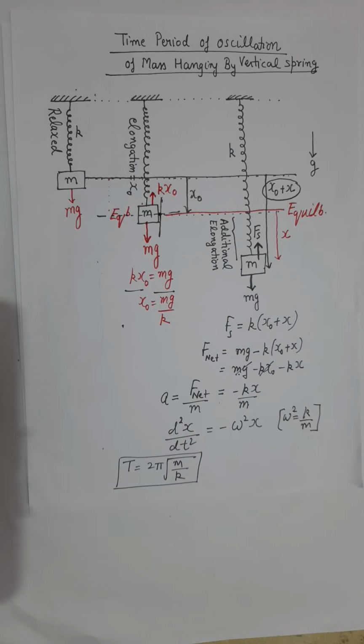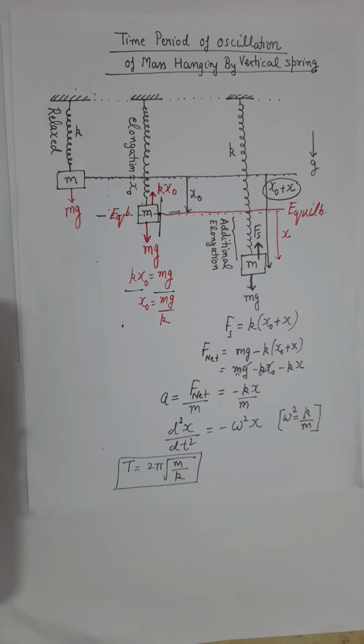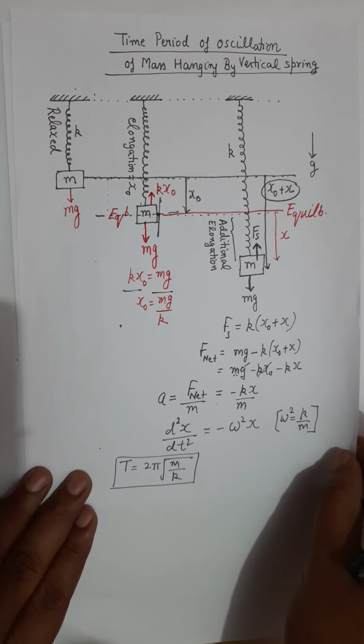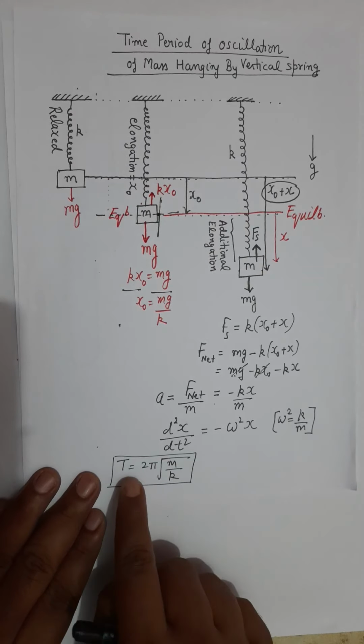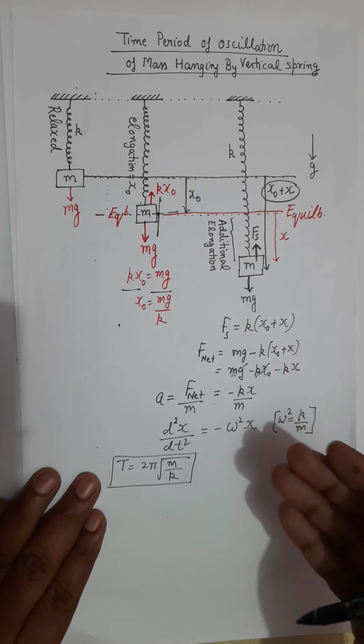That's the only effect caused by gravity, that oscillations are not about the relaxed length of the spring. Oscillations are about a point where the spring is elongated, and that elongation is mg over k. That's the only effect created by gravity. It has no effect on time period. Now you will keep this point in your mind so that we can solve the next questions.